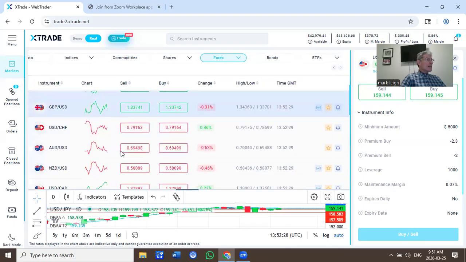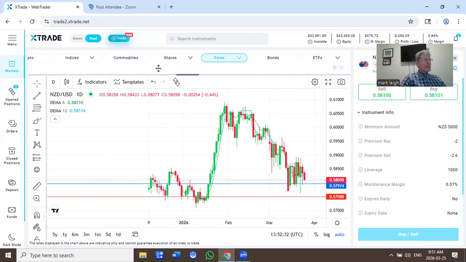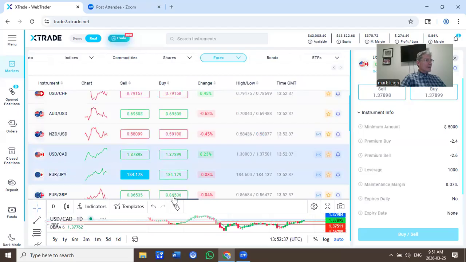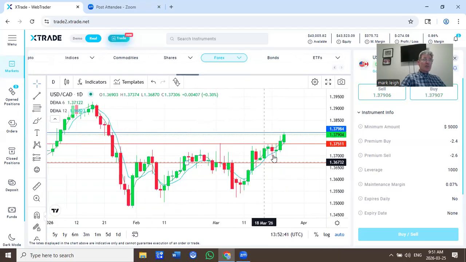US dollar against the Canadian. That was the New Zealand. US dollar Canadian, strong US dollar, strong uptrend, higher highs, higher lows on this daily chart. I've got support at 137.51, resistance at 137.98, testing that 138 level, tough level on the upside.